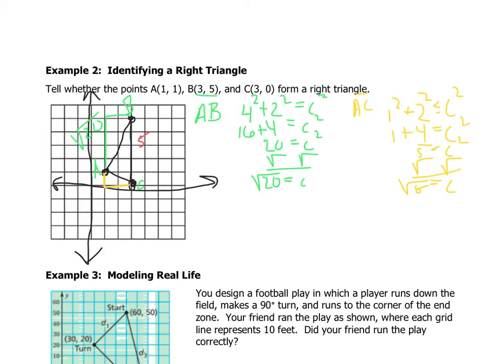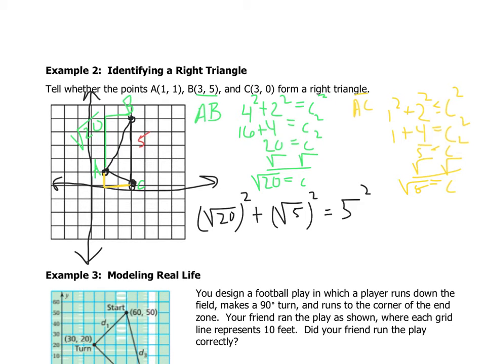So the side AB, let's see, is the square root of 20, squared, right? Because now we're plugging it into the Pythagorean theorem. The side AC, we said, was the square root of 5, but the formula says to square it. And then C is 5 squared.